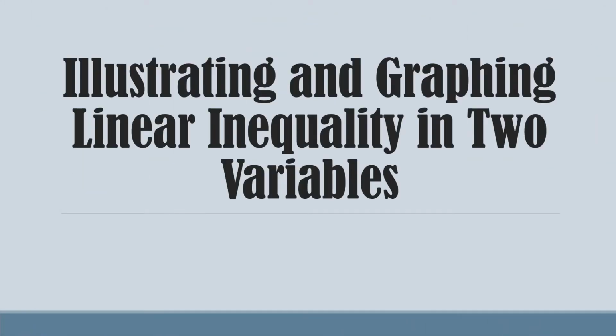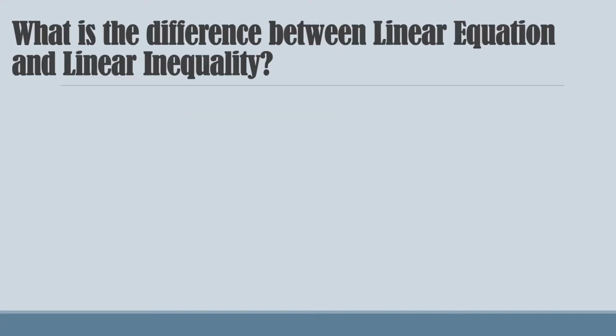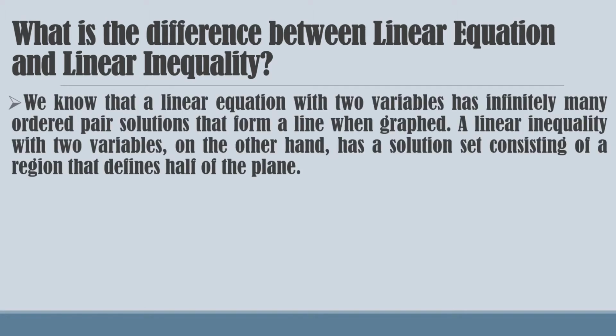Illustrating and graphing linear inequality in two variables. What is the difference between a linear equation and a linear inequality? We know that a linear equation with two variables has infinitely many ordered pair solutions that form a line when graphed. A linear inequality with two variables, on the other hand, has a solution set consisting of a region that defines half of the plane.